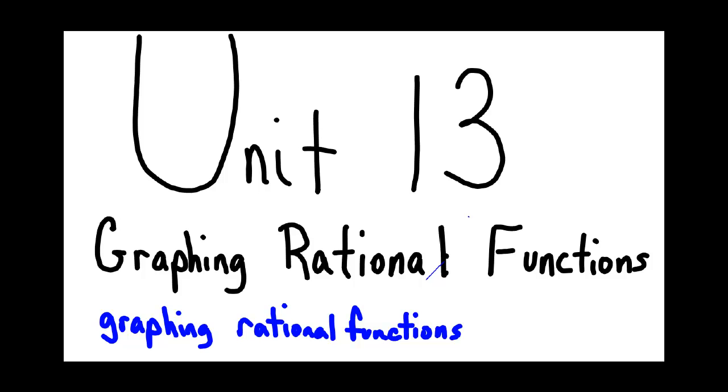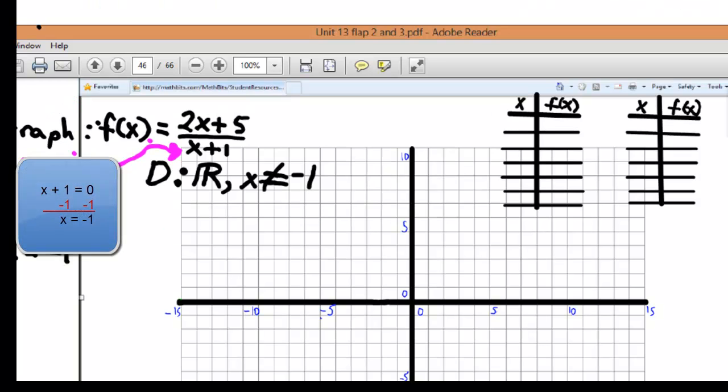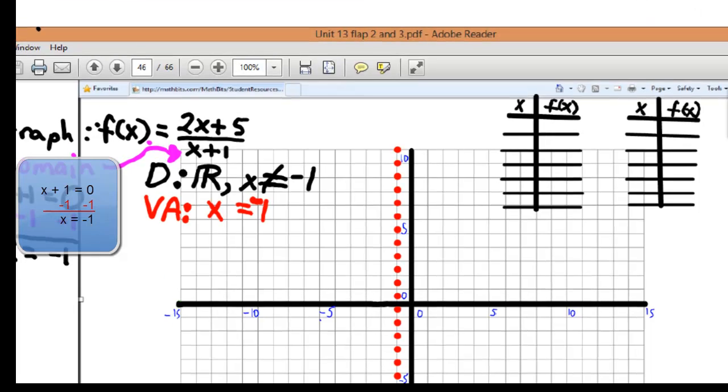We continue Unit 13, Graphing Rational Functions, with flaps 4 and 5 in your foldable. Graph the rational function 2x plus 5 divided by x plus 1. To get the domain, set the denominator x plus 1 equal to 0 and solve for x. X is equal to negative 1. We write the domain as all real numbers except x is equal to negative 1.